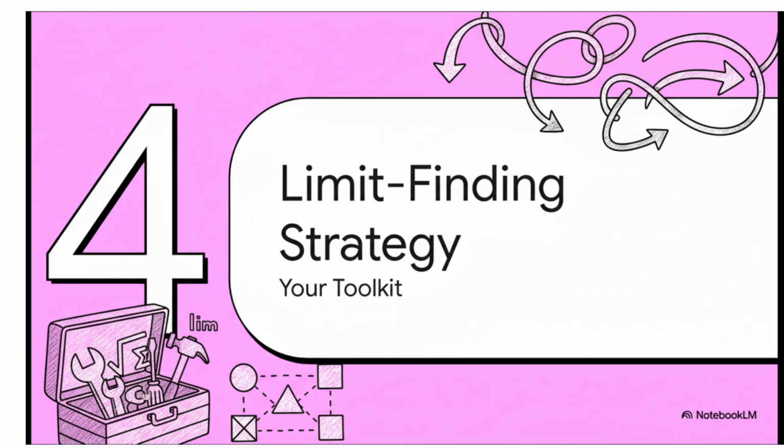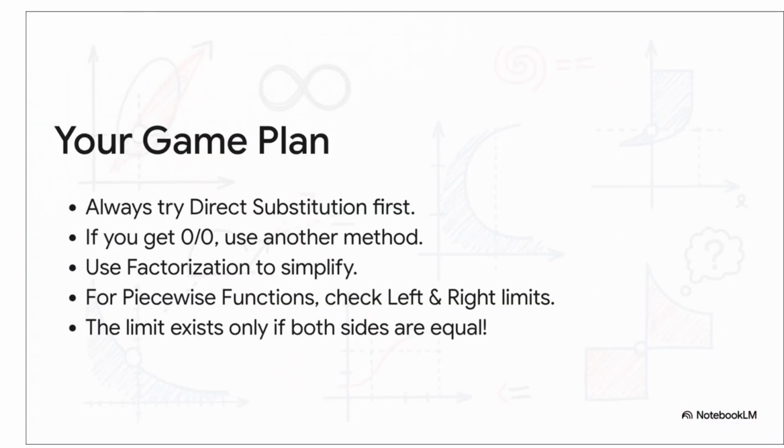Okay, so let's wrap all of this up into a clear strategy. You're not just learning a bunch of random tricks here. You're building a real toolkit for solving any limit that gets thrown your way. Here's your game plan. Number 1, always try direct substitution first. It's the easiest and fastest way. Number 2, if you get 0 over 0, don't panic. That's your clue to dig a little deeper. Number 3, use factorization to simplify things and cancel out those problem terms. 4, if you see a piecewise function, remember you have to check it from the left and from the right. And finally, number 5, that limit only exists if both of those sides are equal.